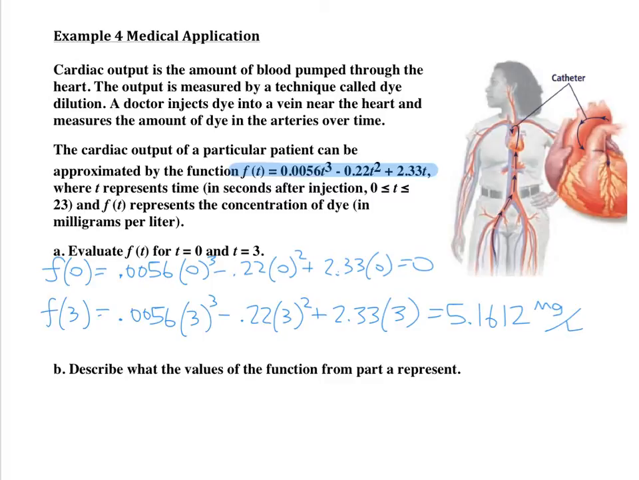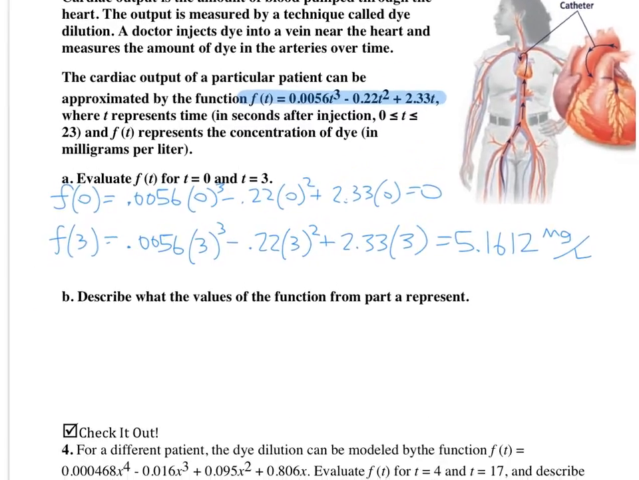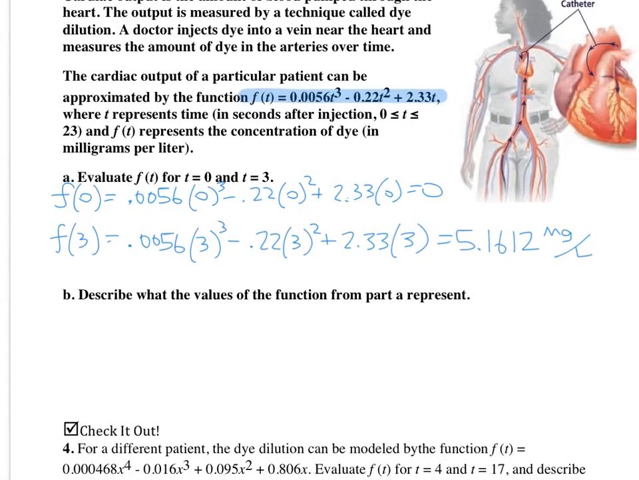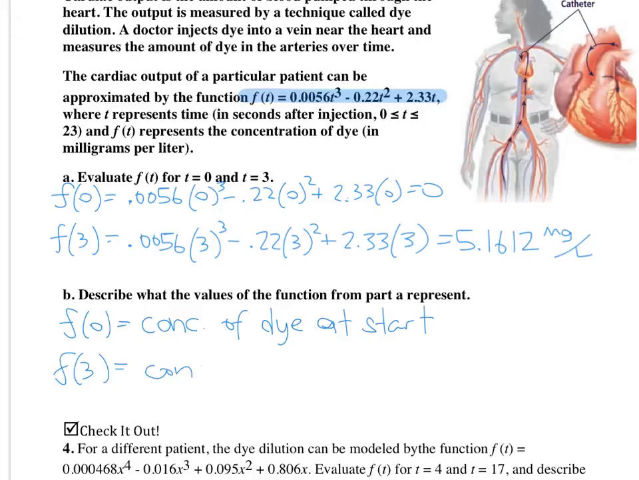So describe what the values of the function from part A represent. So the function at 0 represents the concentration of the dye at the start, and f of 3 is the concentration of dye after 3 seconds.